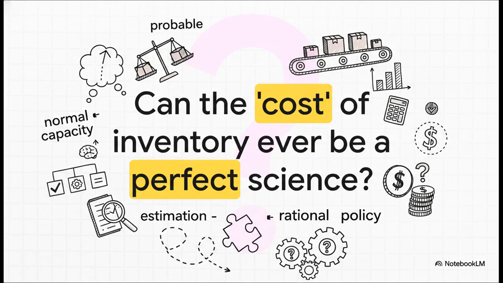And that really brings us to our final thought for the day. We've seen words like probable, normal capacity, and rational policy used all over the place. And while IAS 2 gives us a fantastic framework, applying it in the real world takes a ton of professional judgment and estimation. So while we're always aiming for precision, calculating the true cost of inventory is a pretty complex mix of art and science. Which leaves us with this question. With so many judgments involved, can it ever really be a perfect science?